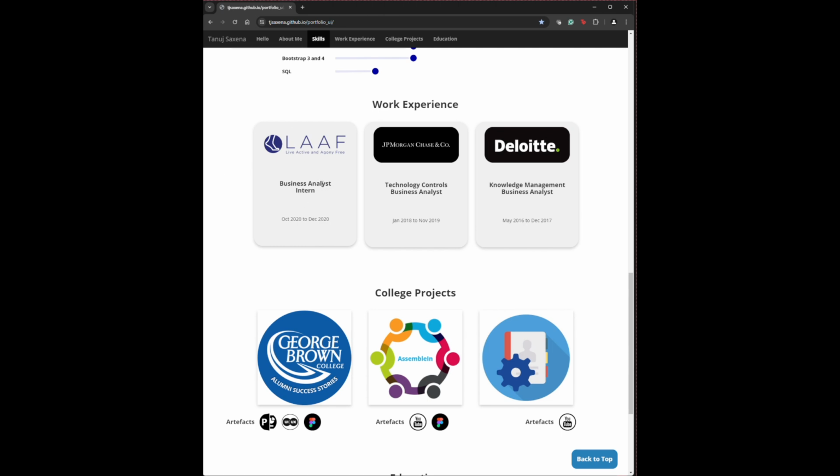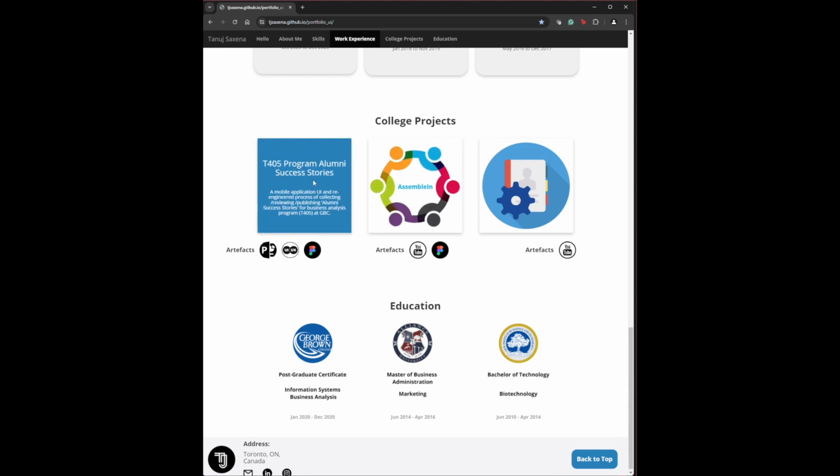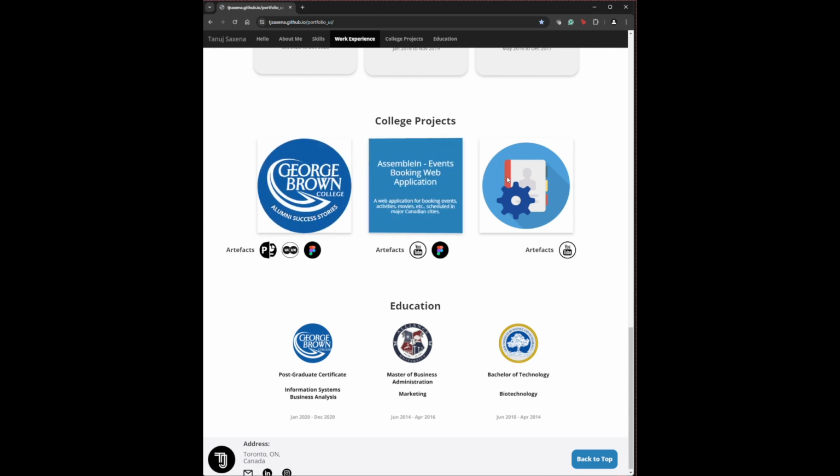So I was an intern at Laugh. Then I worked as a technology controls business analyst at JPMorgan Chase. Then I worked at Deloitte. Right, then it talks about my college projects. Here, if you hover over these cards, they flip and then they give you a brief description of what the project was about. So these are the three projects that I did, right?